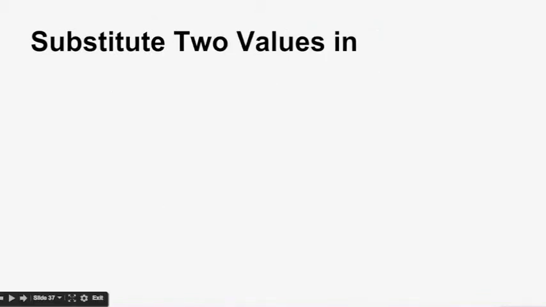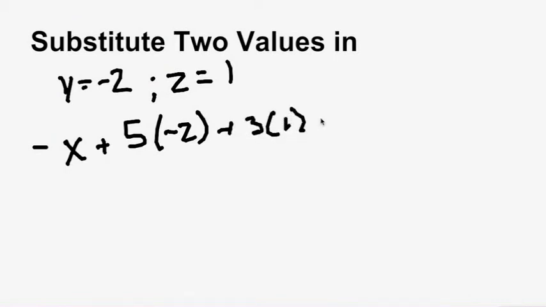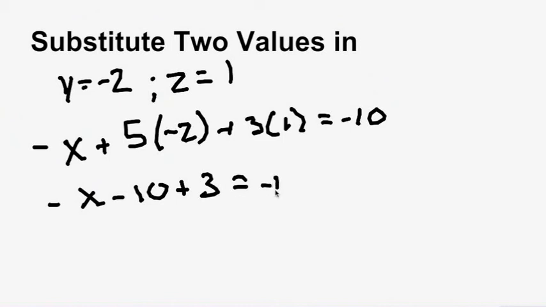And the final step is to substitute the two values in. The two values are y equals negative 2 and z equals 1. And we'll plug that into the equation negative x plus 5y plus 3z equals negative 10. So we'll get negative x plus 5 times negative 2, plus 3 times 1 equals negative 10. So simplifying that out, negative x minus 10 plus 3 equals negative 10. So negative x equals negative 3, so x equals 3.